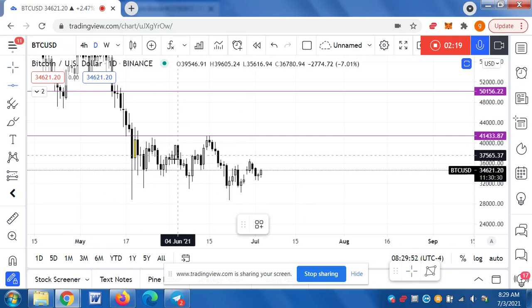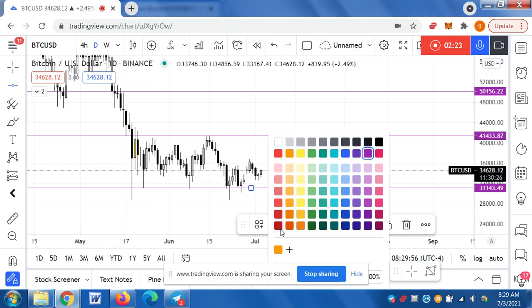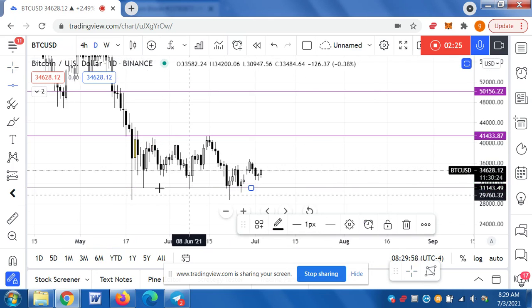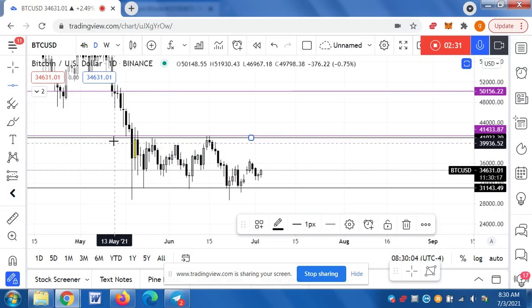So here we have our first pivot low, and we'll just make this a different color. And we have our first pivot high right here. And so now we have our daily range. We have our range high and our range low.